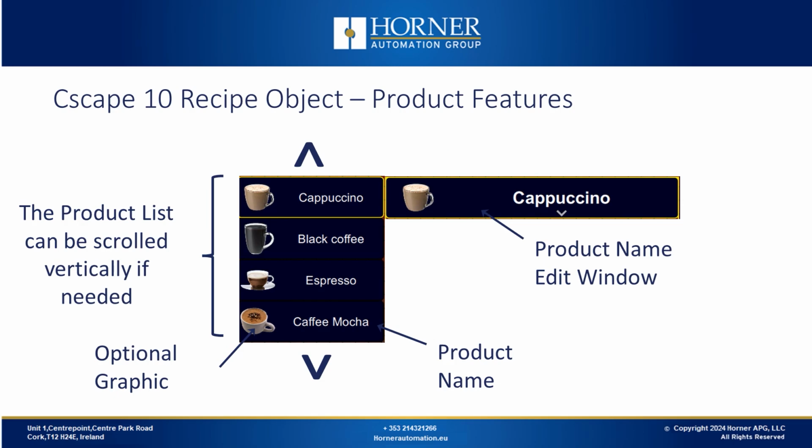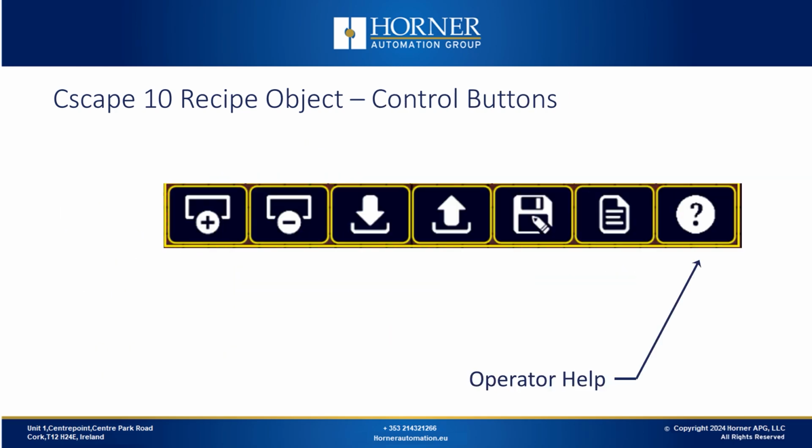Then once the operator selects the product they want to work on, the upper right-hand corner will show the product that is currently selected. Now let's look at the control buttons that are available in the new Canvas and Cscape 10 recipe object, starting with the Help button.